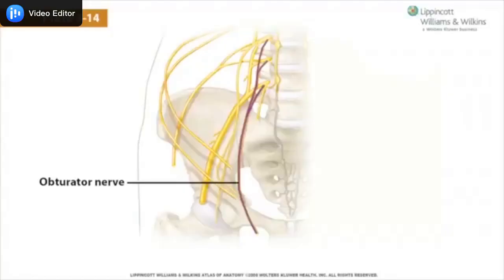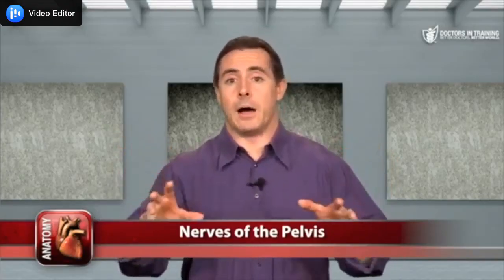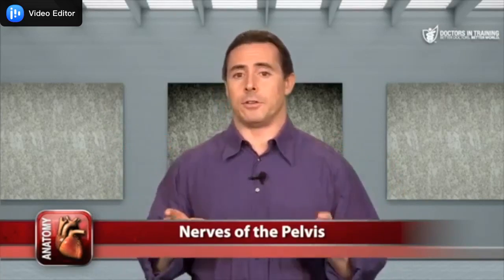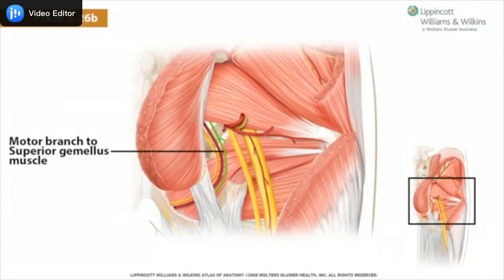Moments ago, we mentioned that the obturator externus is innervated by the obturator nerve, a branch of the lumbar plexus. The obturator internus is innervated by the nerve to the obturator internus, which is a branch of the sacral plexus. It follows the same course as the pudendal nerve, but while in the gluteal region, it gives a motor branch to the superior gemellus muscle. Upon passing through the lesser sciatic foramen, it terminates by innervating the obturator internus in the perineum.